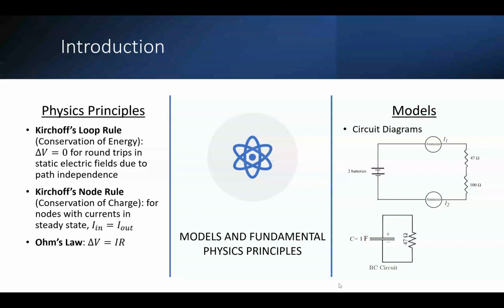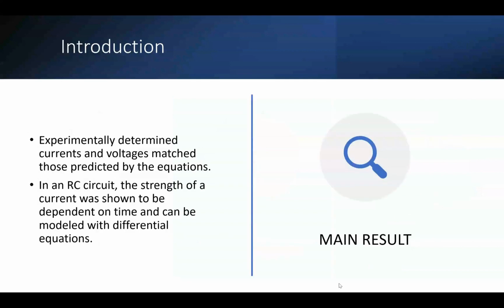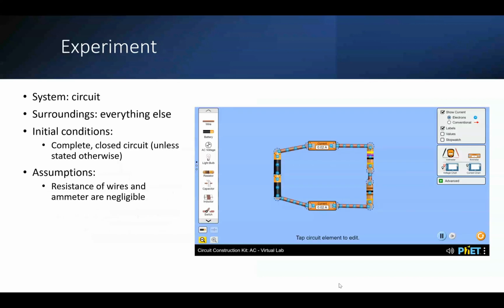The models used for this lab were mainly circuit diagrams, examples of which can be shown to the right-hand side. The main result of this lab was that the experimentally determined currents and voltages matched those predicted by the equations. And furthermore, in an RC circuit, the strength of a current was shown to be dependent on time and was modeled with differential equations. So for the simulated experiment, the system was the circuit and the surroundings were everything else.